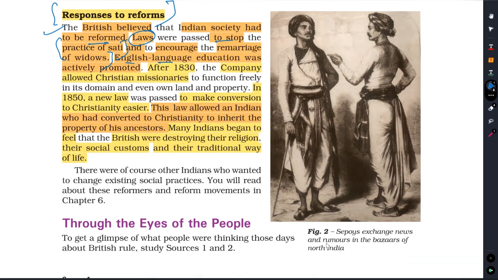English language education was actively promoted. This was also another important law made by the British. What was it? English language education was actively promoted in those days.